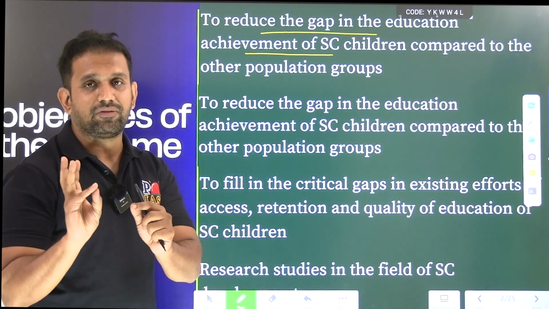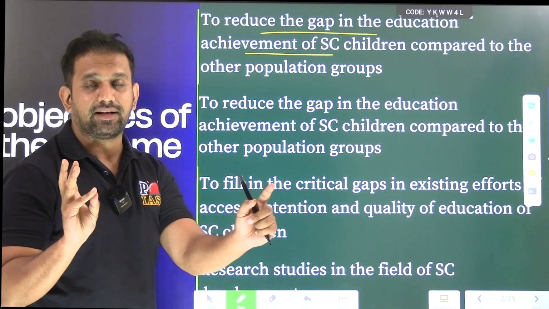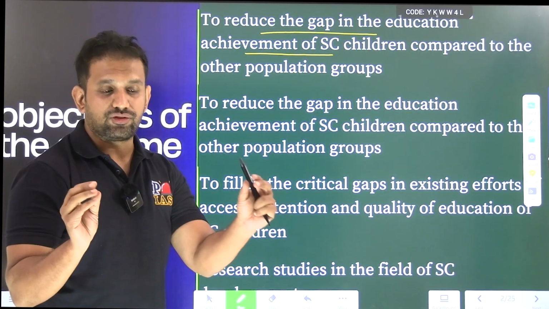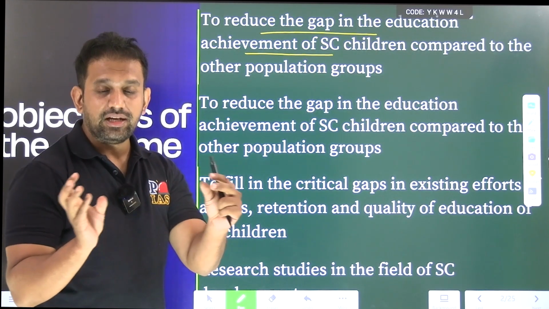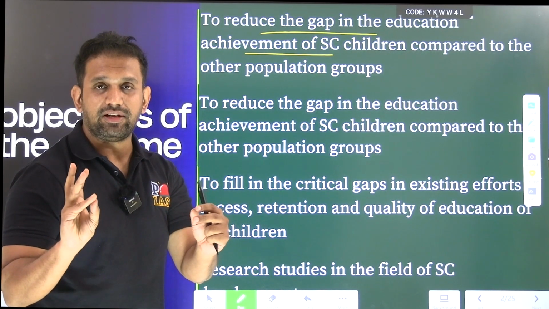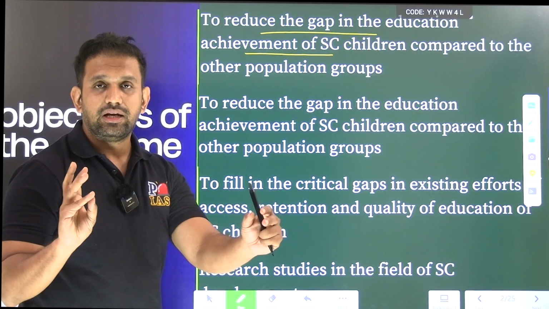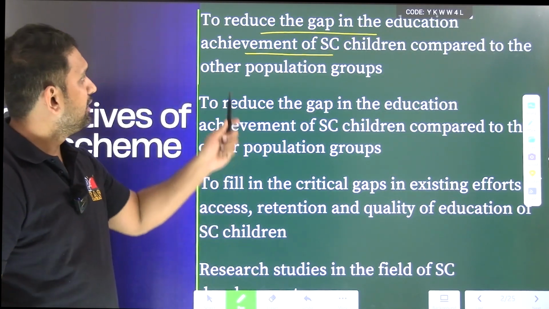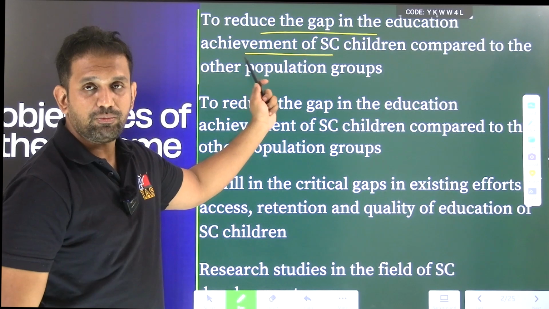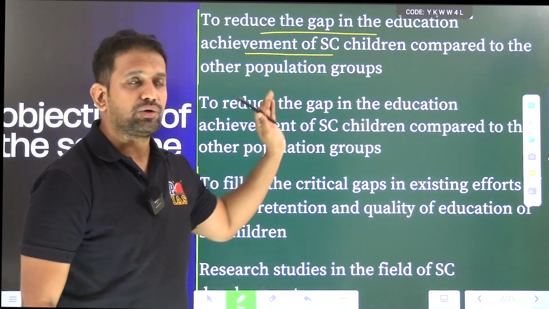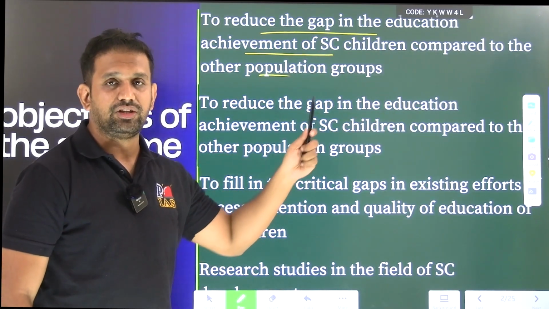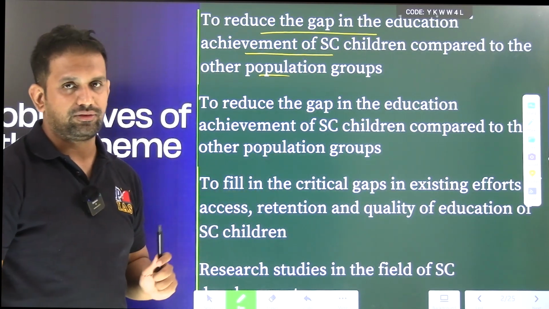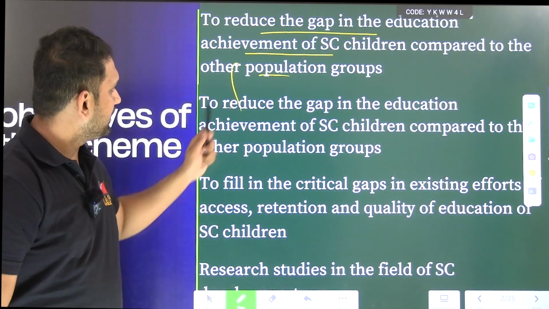So there is a gap between the literacy rate of SC and other communities. Yes, to reduce this. Gender inequality, SC is having more when compared to other communities, to reduce this gap. So basically here, to reduce the gap in education achievement of SC children when compared to other population groups like BCs, STs, minorities. This is again the same repeated one.